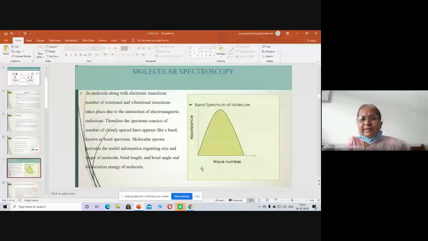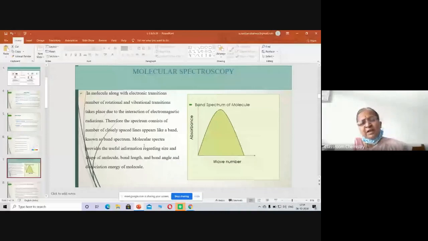You know wave number, that is the nu bar is equal to 1 upon lambda. That is, if we express the frequency of the spectral line in terms of the wave number, then we plot absorbance against the wave number. And we got here the spectrum which appears like a band, and it is the band spectrum. But from this molecular spectra, it provides the useful information regarding size and shape of the molecule, bond length and bond angle. Also, from that we can determine the dissociation energy of molecule.